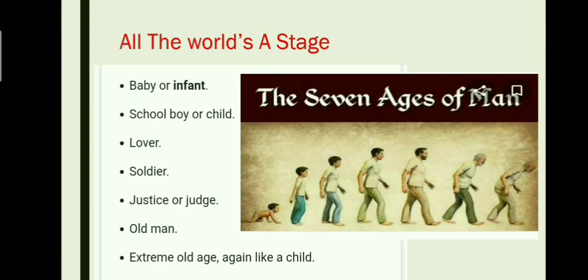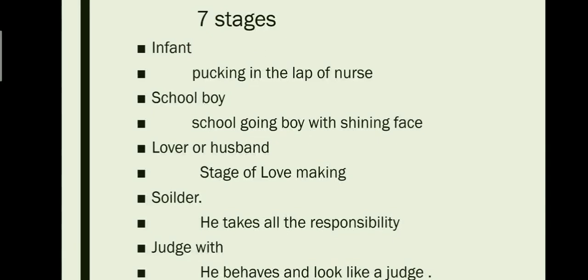The first stage is of a baby or an infant. Then the second stage shifts to the school boy or a child, then the lover, then the soldier, then the justice or a judge, the old man, and extreme old age, again like a child. These 7 stages are explained this way.